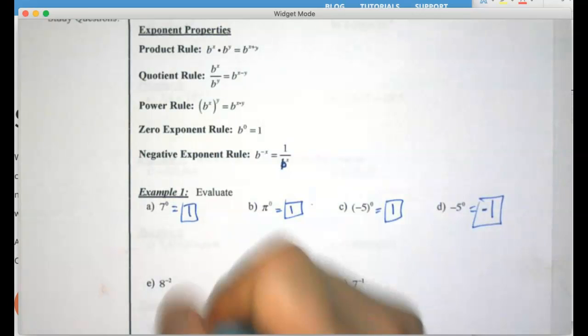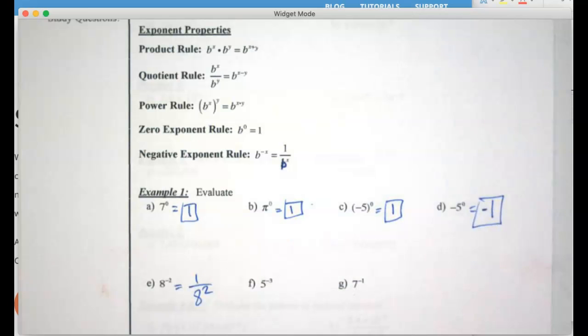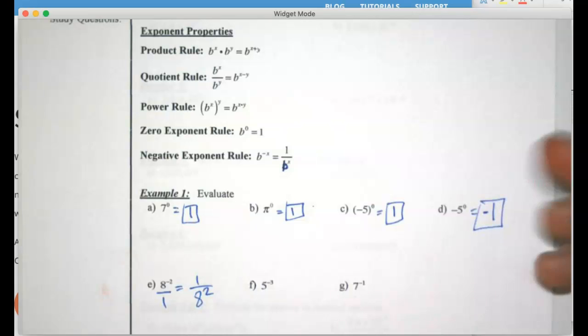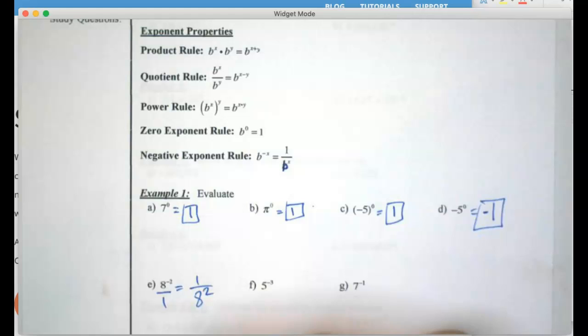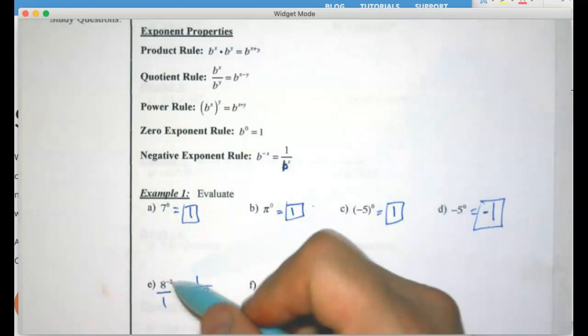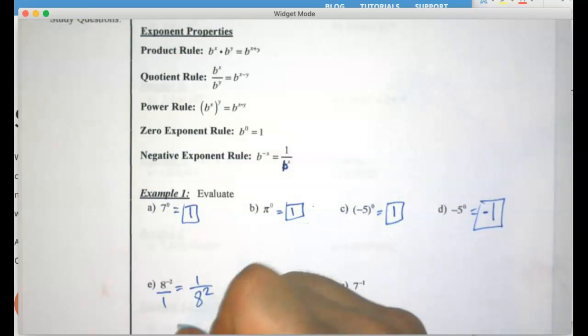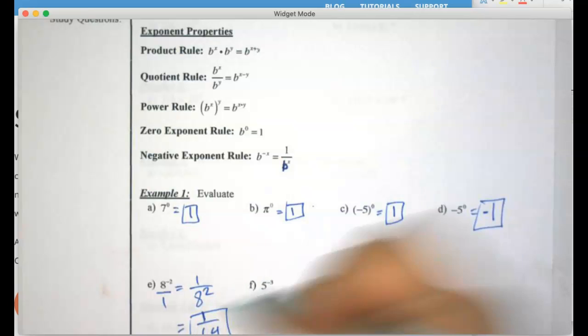8 to the negative second power, you're going to want to put that 8 on the bottom of the fraction. Originally, you could think of this as over 1. Any value that's not a fraction can be put over 1. So when you move the power with the negative exponent down, the exponent becomes positive. And 8 squared is 8 times 8, so you could call that 1/64.